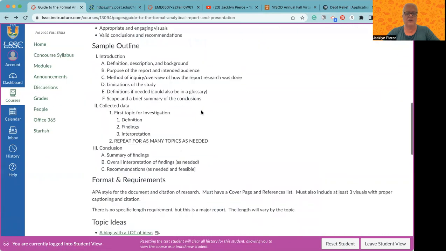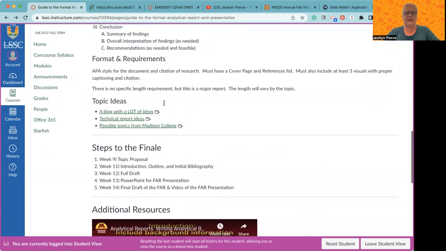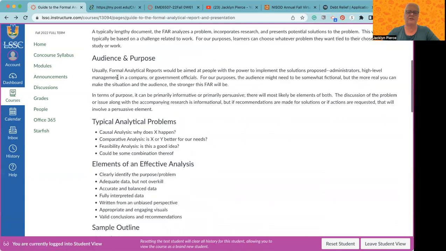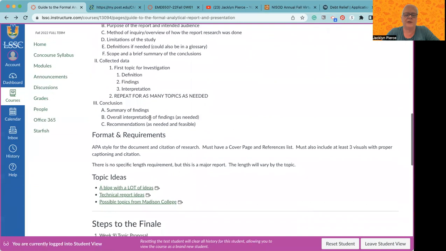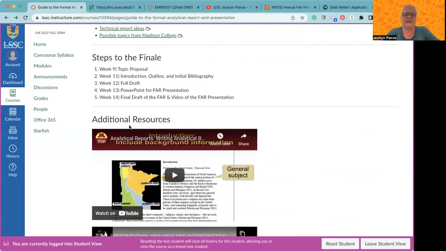Most of this we just went over. You can see it's literally the same, but I wanted you to see that this does link to where you'll turn it in as well. And then we have the different steps that we're taking and the timeline. So this week in week 9, you're going to turn in a topic proposal. In week 11, you're going to turn in your introduction, not necessarily the full one that had A through F, but like an introductory paragraph kind of thing, an outline and an initial bibliography. In week 12, though, you are going to have your full draft. So, do with that information what you will.